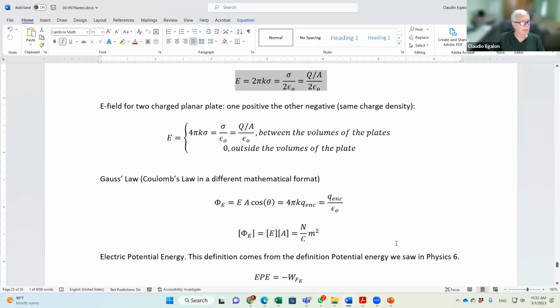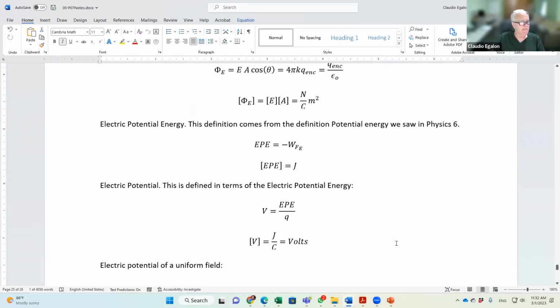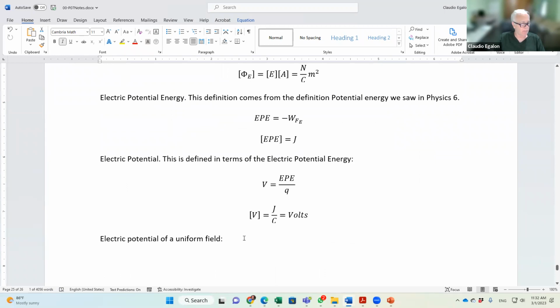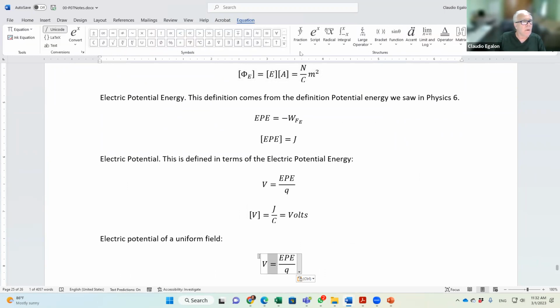Okay. Electric potential of a uniform field. Okay, we did that. It's going to be proportional to x, the distance from the plate, where the proportionality constant, the slope, is going to be the E, right? Like that. Okay, like that.